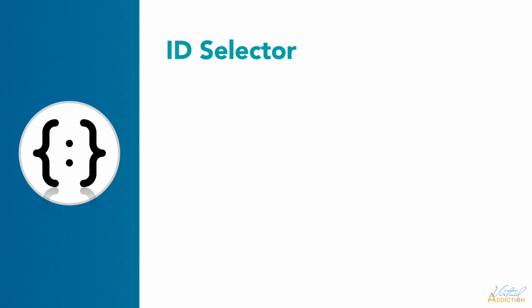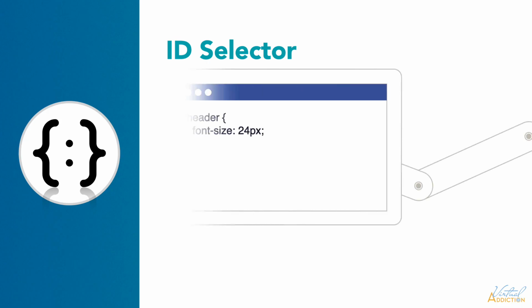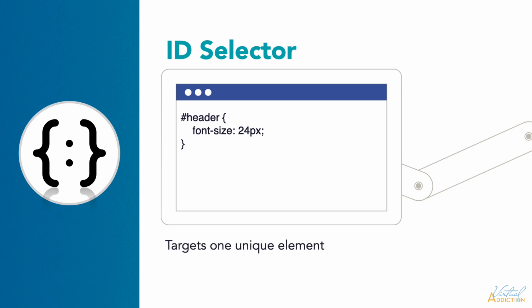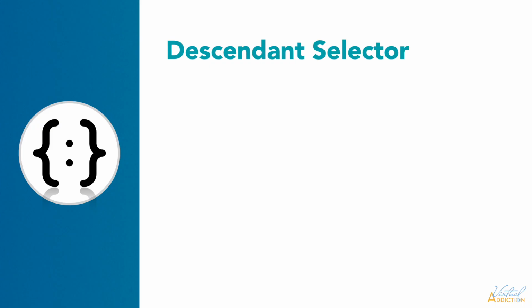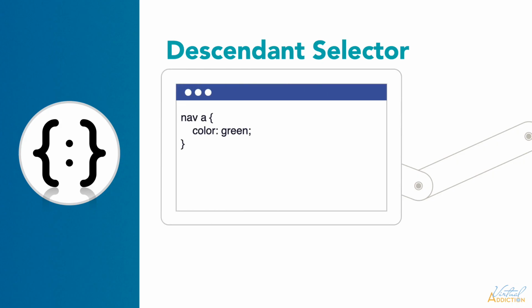An ID selector targets one unique element on the page. IDs should only be used once. Here, the element with the ID of header will have a font size of 24 pixels. A descendant selector targets elements inside other elements. In this example, it selects all anchor tags that are inside a nav element and makes them green.